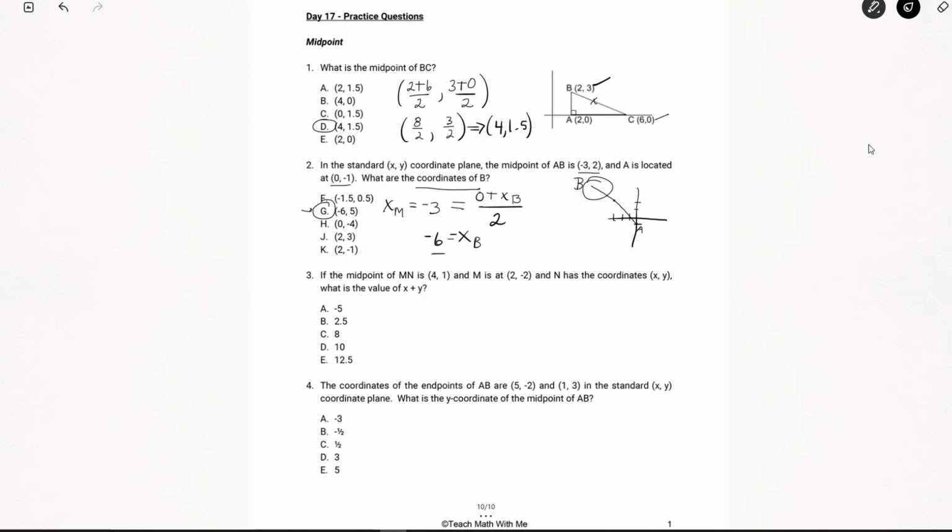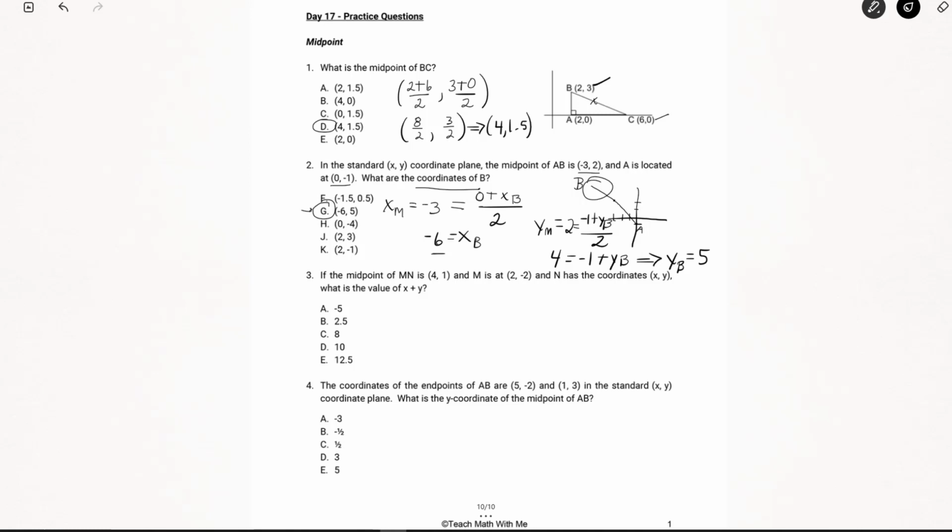Again, we could do this calculation. G is the only answer that has -6 as an X. We could stop right there. But just for calculation's sake, so you will know how to work this, let's look at the Y component of the midpoint. We know the Y component is equal to 2, and that is equal to -1 plus the Y component of B, divided by 2. So when I multiply through by 2, I get 4 is equal to -1 plus Y sub B, and that's going to make Y sub B equal to 5. And again, that's clearly our third proof of evidence that G is the answer.